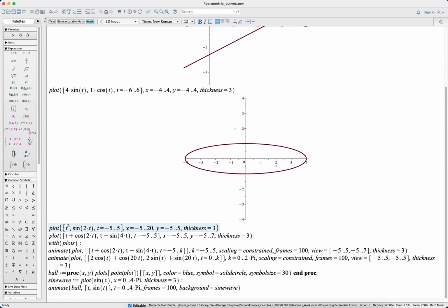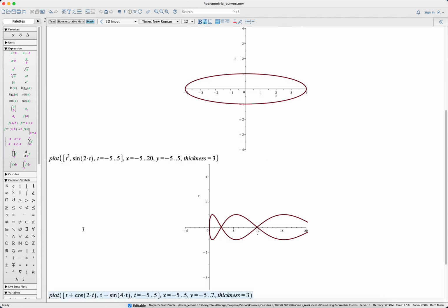Okay, the next one doesn't really have a nice shape, or a name, I should say, but certainly an interesting curve. X is equal to t squared, and y is equal to the sine of 2t. So again, I'm just going to hit enter and let Maple do its thing, and there you go, an interesting curve. Definitely not a function, right? Y is not a function of x, and x is not a function of y either, because this curve fails both the vertical and the horizontal line test, right? But even though we can't claim that it's a function, it's certainly something we can visualize, and it actually looks pretty cool, right?